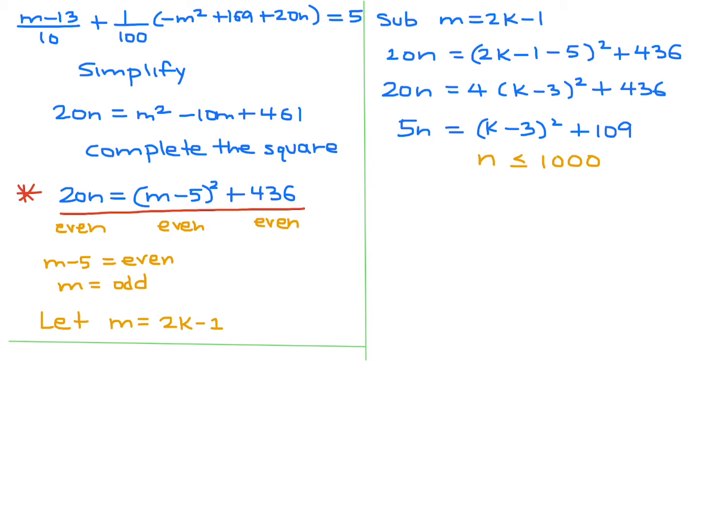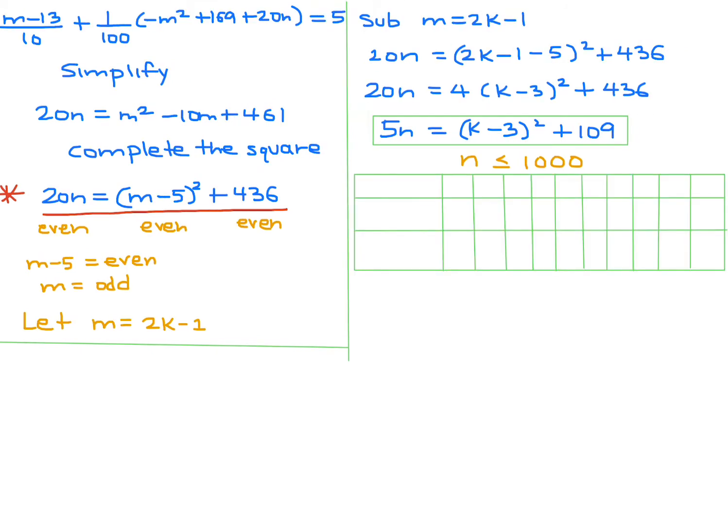And what I'm going to do is make a little table and try to figure out how I can make this equation work. Well, we need to first consider values for k minus 3, then values for (k minus 3) squared, and then of course the entire expression, which is (k minus 3) squared plus 109. Now, (k minus 3) squared plus 109 is equal to 5n. So that means it is a multiple of 5, and multiples of 5 end in either 5 or 0.